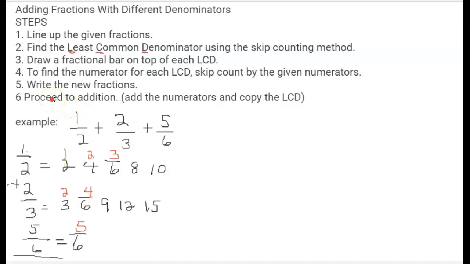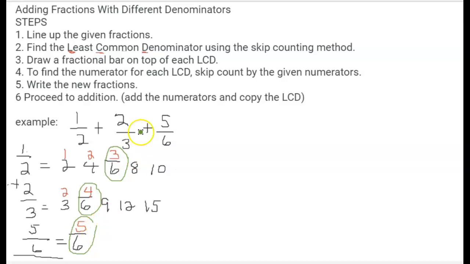And the fifth step is write the new fractions. So my new fractions now are 3/6, 4/6, and 5/6. The 3/6 is equivalent to 1/2. The 4/6 is equivalent to 2/3, and the 5/6 is equivalent to 5/6. Okay? Now, actually, I changed these fractions into their equivalents with the least common denominator.